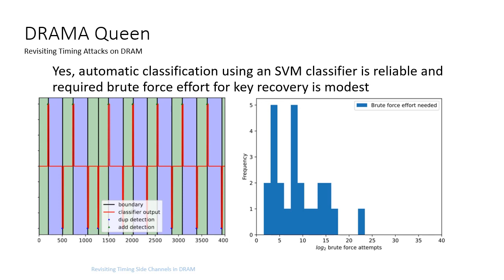It doesn't always work perfectly, and when it doesn't work perfectly, we use some heuristics and brute force to try and get to the real right key after all. And a histogram of how much brute force effort is required in different attempts can be seen in the right chart. And as you can see, usually less than 1 million attempts are necessary to find the real secret key that was being used. So this is a very practical side channel.